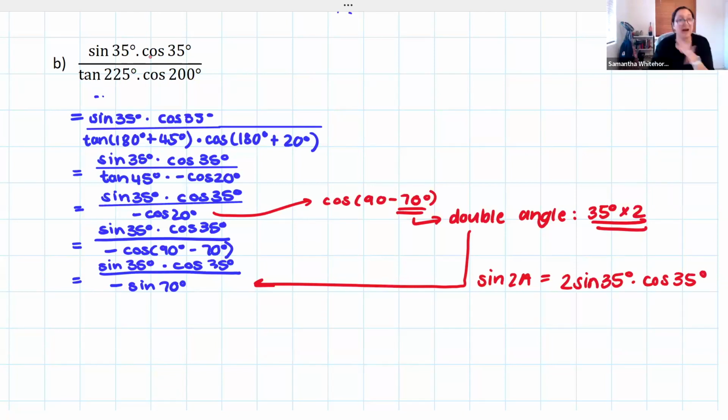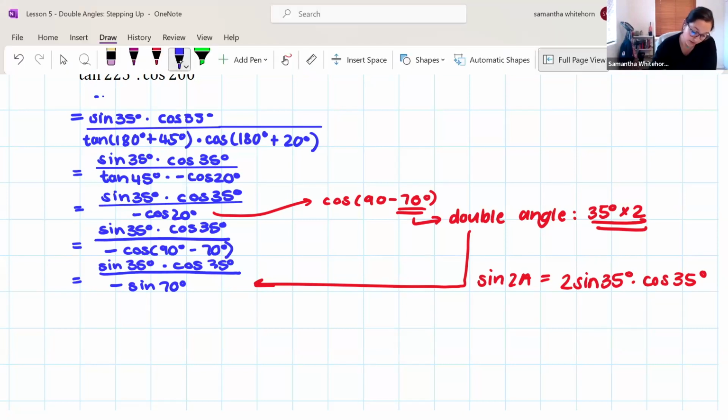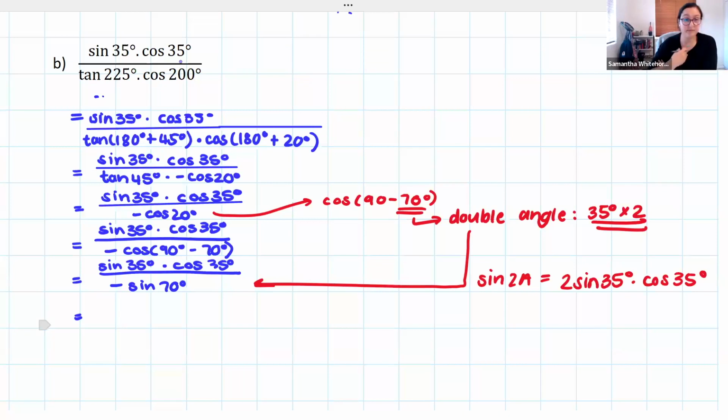And because it kind of looked like the double angle, and because we're going to apply it now, things are going to cancel. Okay, so in applying my double angle, my denominator, I've got minus 2 sine 35 times cos 35. And obviously my numerator hasn't changed, so that is still sine 35 cos 35.